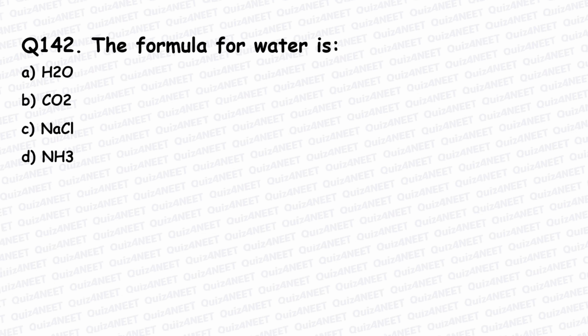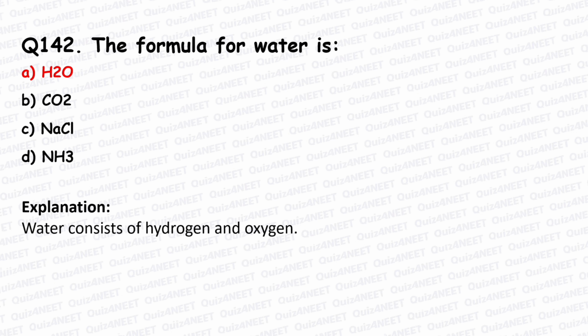Q142. The formula for water is A. H2O, B. CO2, C. NaCl, D. NH3. Explanation: water consists of hydrogen and oxygen.